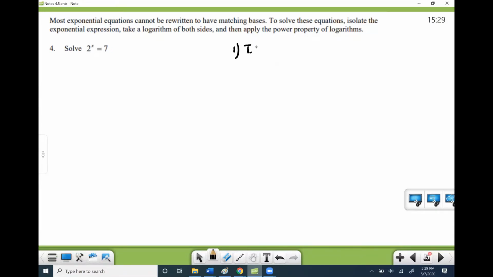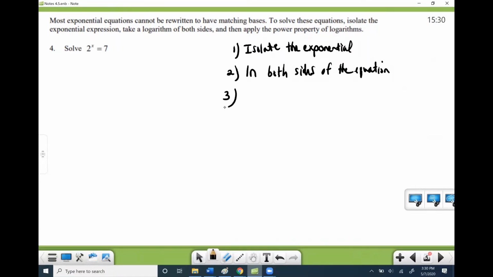Isolate the exponential. Two, you're going to log both sides. And it could be any log. Most of the time we natural log. Okay. So natural log both sides of the equation. Okay. Then number 3 is use the power property. And then 4 is solve. Okay.